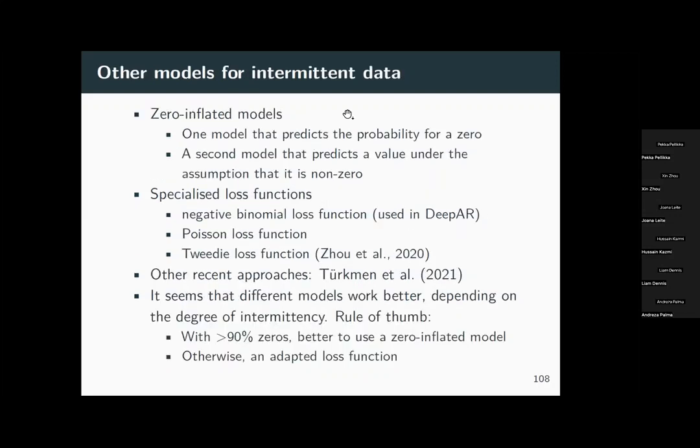That's what would be called a zero inflated model, where you have one model that predicts the probability of zero and a second model that predicts the value under the assumption it's non-zero. Another option is to use specialized loss functions. For example, LightGBM has the Tweedie loss function implemented. These are the two big approaches. Which one works better depends a bit on the amount of zeros. If you have more than 90% zeros, I would probably try the zero inflated one. If you have fewer, then just try the specialized loss function.